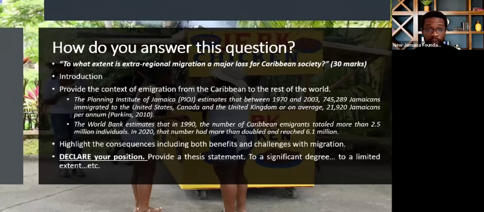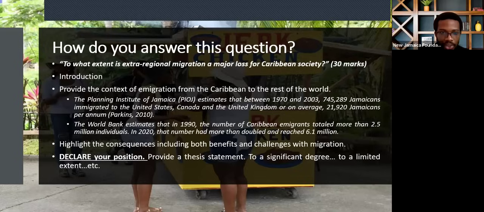If you look at the Caribbean region, the World Bank estimates that in 1990, the number of Caribbean emigrants totaled more than 2.5 million individuals. In 2020, that number had more than doubled and reached 6.1 million people. Trinidad has under 2 million people, so the number of Caribbean nationals that have migrated would be the equivalent of 3 times the population of Trinidad. Or if you use Jamaica, you're talking about 2 times the population of Jamaica, just to illustrate how widespread the issue of migration is. So that's your context. It's important to provide your context.